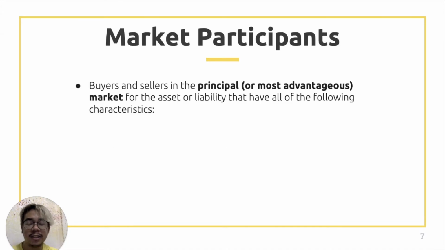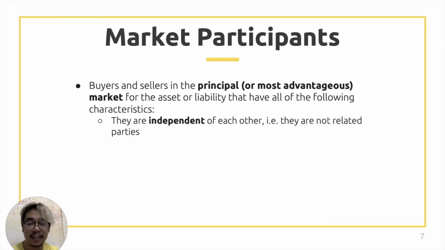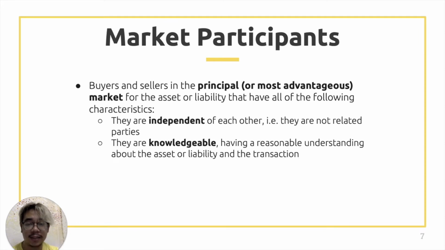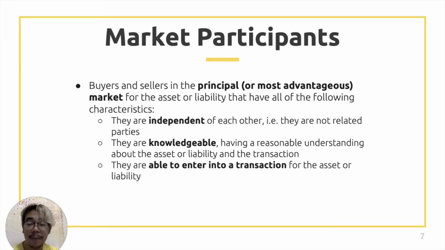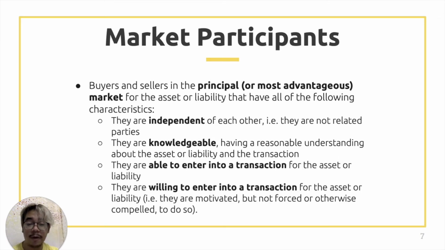As to the market participants, the buyers and the sellers of the market, either the principal market or the most advantageous, we will explain later anong difference ng principal market versus most advantageous market. They have all the following characteristics. First, independent sila sa isa't isa, meaning they're not related parties. Number 2, they are knowledgeable. They have reasonable understanding about the asset and the liability and the transaction. Number 3, they have the ability to enter into the transaction. And number 4, they are willing to enter into a transaction.